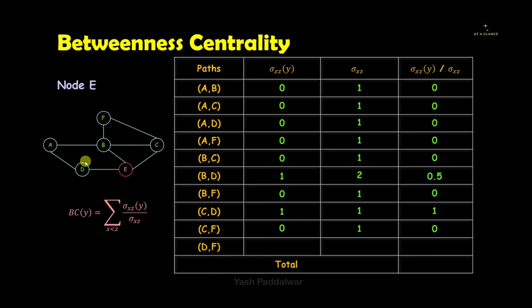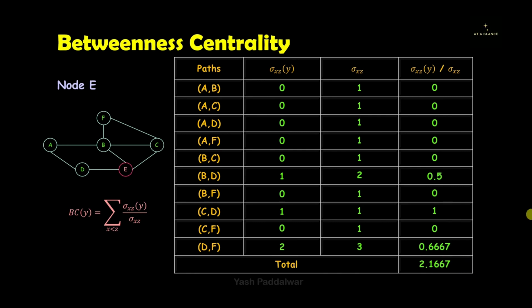Next is DF. You can see that for reaching from D to F we have three possible shortest paths. First is DABF, second is DEBF and third is DECF. So sigma xz will be 3. Out of these three shortest paths, two contain the node E, DEBF and DECF. So 2 will come in place of sigma xz of y. So 2 divided by 3 will give us 0.6667. After adding all the centrality measures, we get 2.1667 as the betweenness centrality of node E.